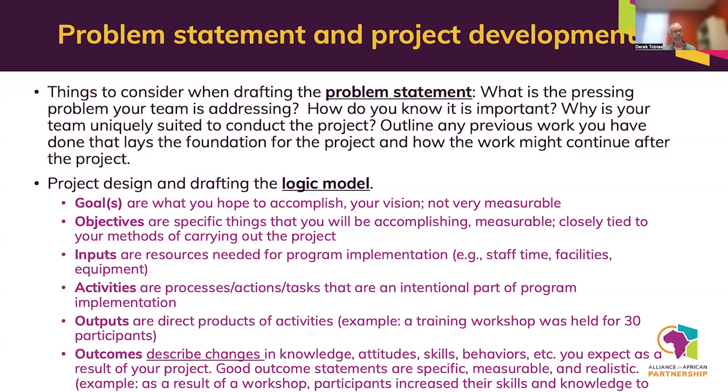Now, the outcome describes the change. So this is a little bit different. This describes the change in knowledge, attitudes, skills, behaviors, etc., that you expect as a result of your activities or your intervention. So an example here is, as a result of the workshop, participants increased their skills and knowledge to track crop prices via a cell phone app. So it's not the activity itself, but it's the change in the status quo as a result of that intervention.